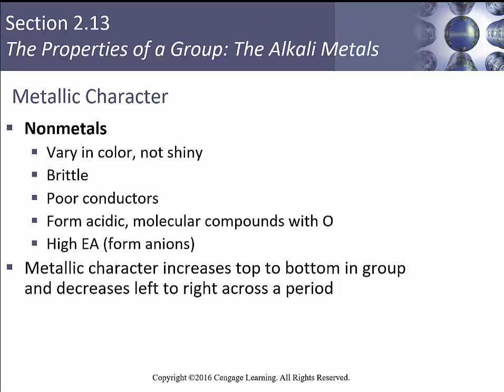Nonmetals vary in color. They tend not to be shiny. They tend to be brittle, poor conductors. They're going to form acidic molecular compounds with oxygen. They're going to have a high electron affinity, so they're going to form anions. Metallic character increases from top to bottom in a group and decreases left to right across a period.